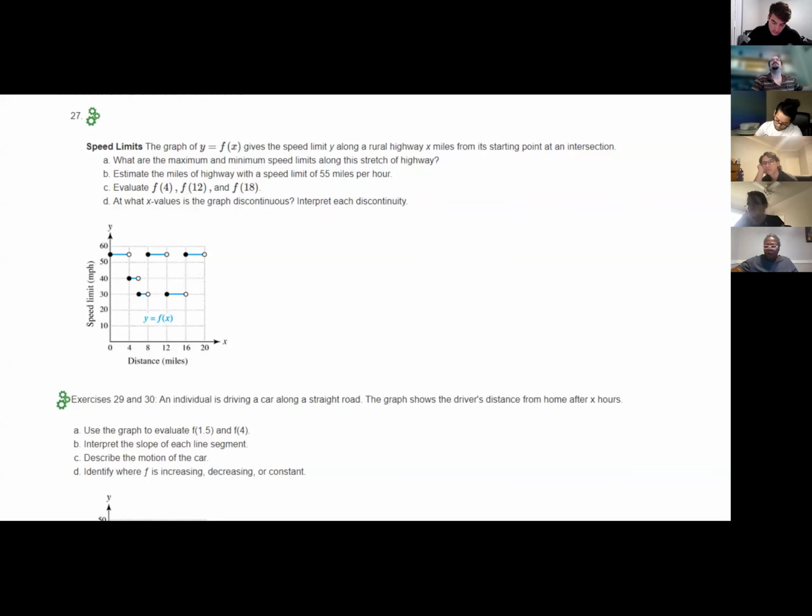What are the max and minimum speed limits along the stretch of highway? So we get this highway, y equals f of x is the graph. It gives our speed limit on the y-axis. And the x is the number of miles. So what is the max and min speed limit along this thing?